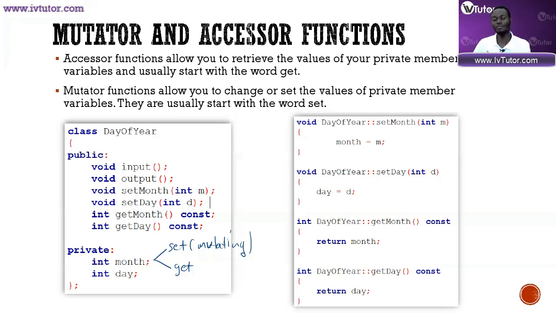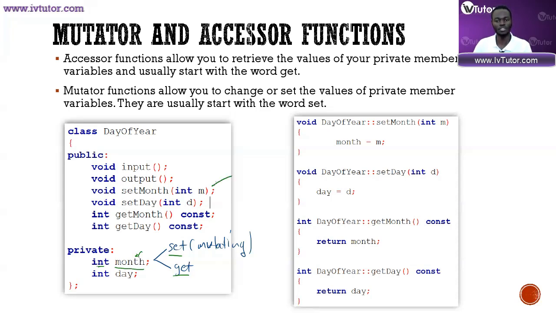So in most cases, the general convention is to use the word set something or get something for your function names. It's not a rule. It's just that it's easy to read your code. So if we want to set the value of month, which is an integer, we need a function that can receive an integer for us so that it can go and set the value of this month, which is our mutator function.